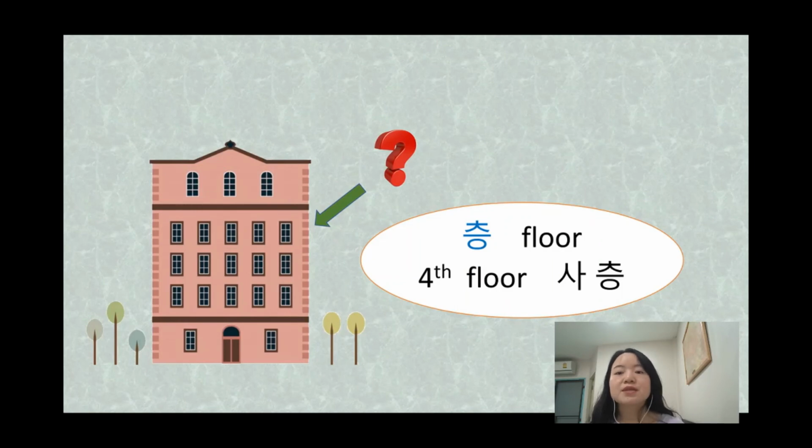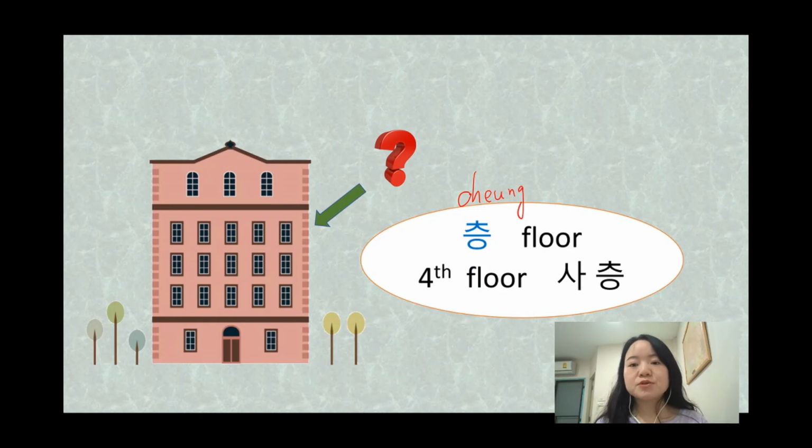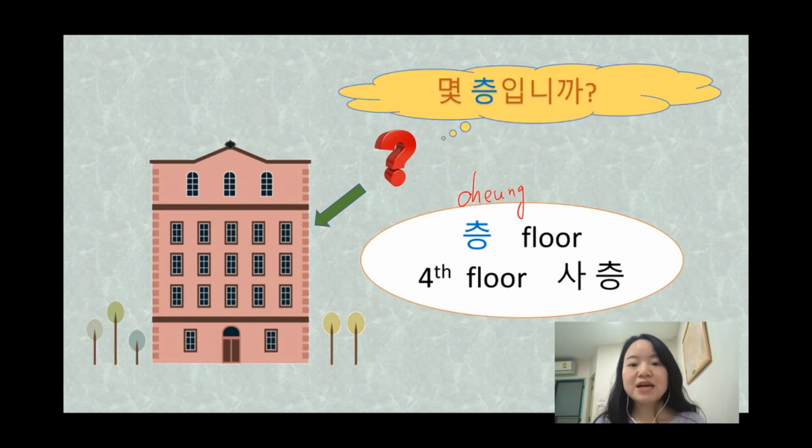Okay, so next we have some other numbers in our life, like floor. How to say floor in Korean? It's 층. For example, the fourth, you can say 4층. Okay, how to ask? 몇 층입니까? For here, 1, 2, 3, 4. 4층입니다. 몇 층입니까? 4층입니다.